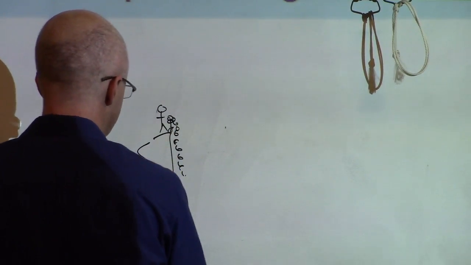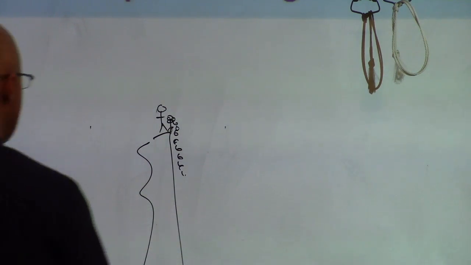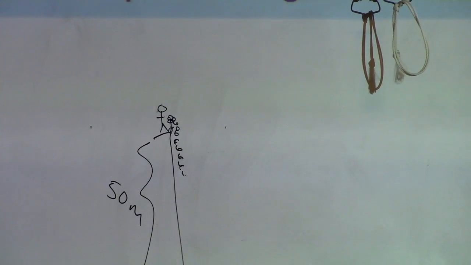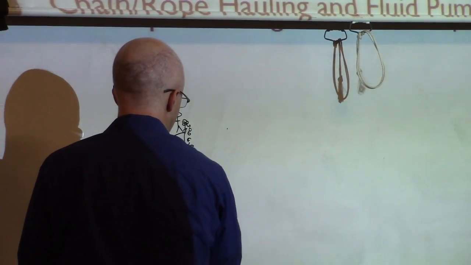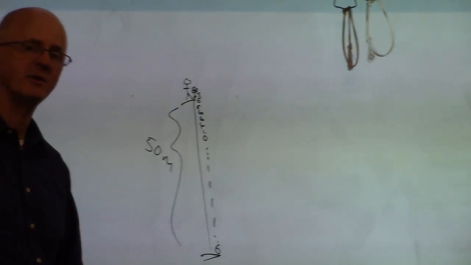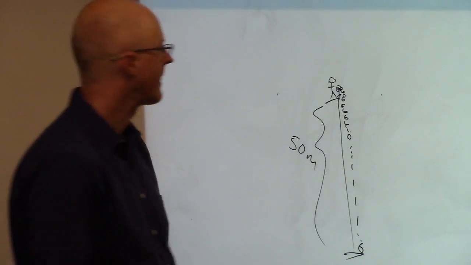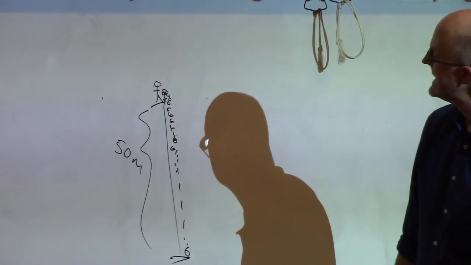So effectively the height of the building is the total height to haul the chain. Maybe the building is 50 meters tall, and the chain goes all the way down to the bottom, like that. You want to haul the whole chain up, and you're wondering how much work do you have to do to haul the whole chain up? Drawing the whole chain there.